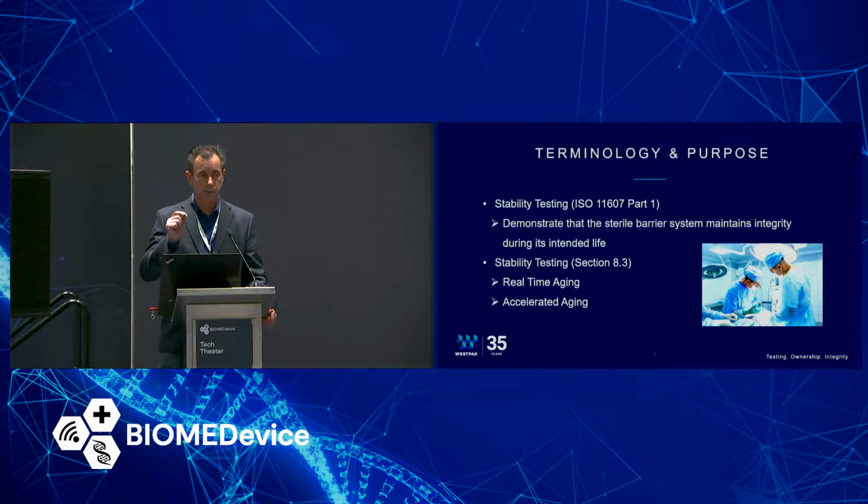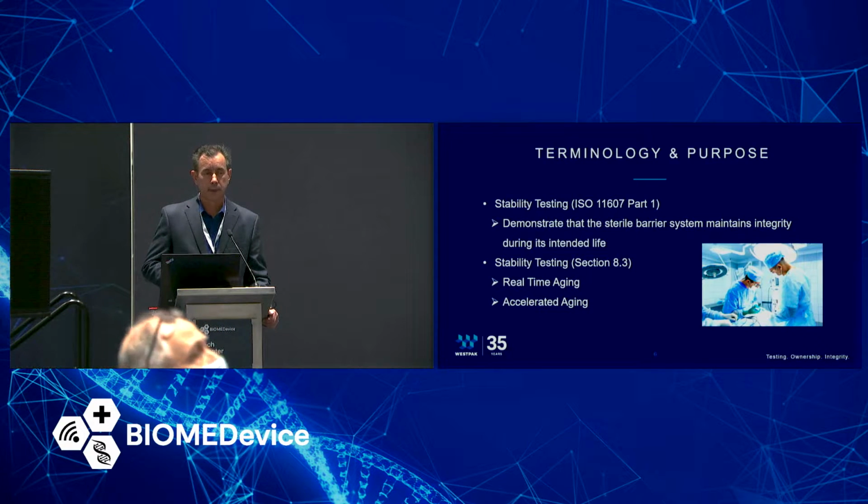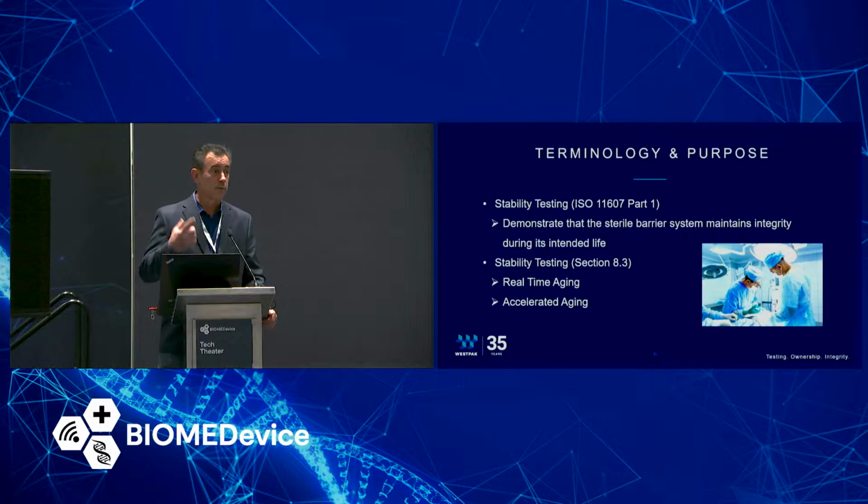And one of those parts that we're talking about is stability testing. Stability testing is the demonstration of the SBS, or the sterile barrier system, to maintain integrity during its intended life. And we accomplish that in two ways. Well, actually, just one way, really. We just need an expiration date. So we can do that by aging it real time.